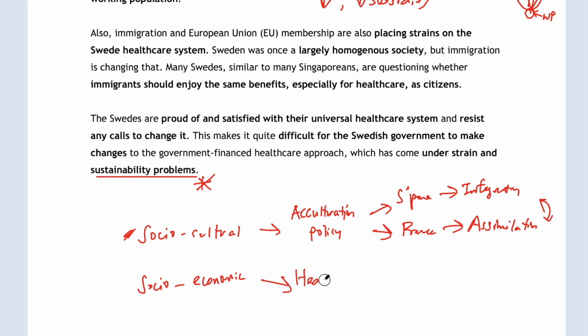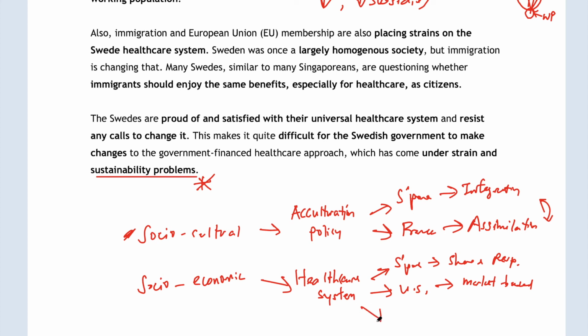For socio-economic diversity, we're using the healthcare system as an example. We have analyzed the Singapore example, which is shared responsibility. We have analyzed the US system, which is market-based. And we have analyzed the Swedish system, which is this idea of universal healthcare. So just be familiar with all these things, and then you'll be able to evaluate them well enough using our common criteria.